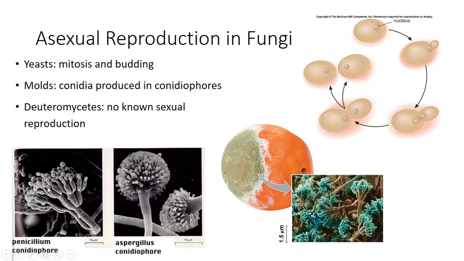Now, there's a group of fungi that we call in general deuteromycetes that we haven't seen sexual reproduction in. And this is relevant because you're going to see we separate fungi mostly based on the type of sexual spores they produce and the structures that produce those spores. So these deuteromycetes are really hard to classify into a phylum of fungus because we haven't seen sexual reproduction in them yet.